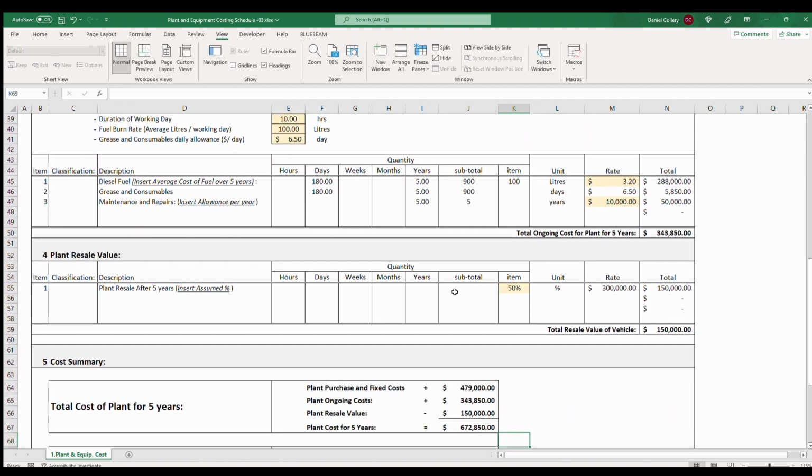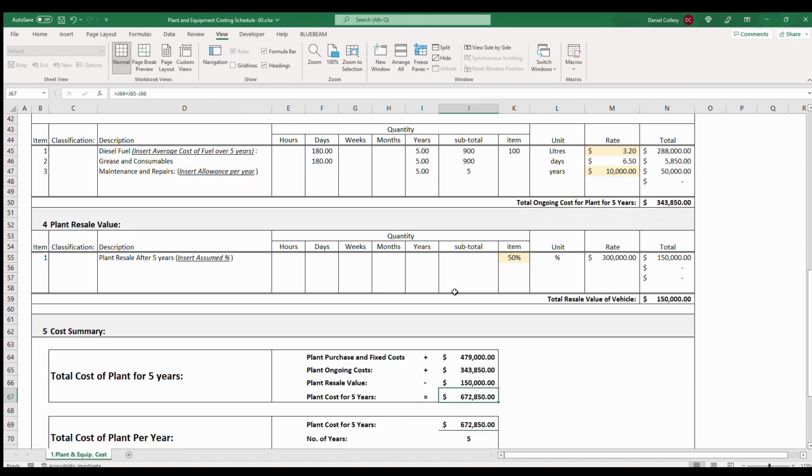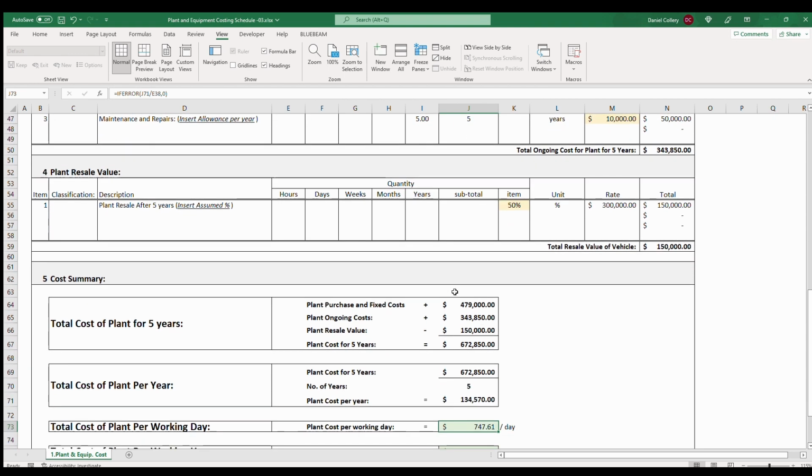So the cost summary, we've got the total cost of plant for 5 years, so plant purchase and fixed costs, plant ongoing costs minus the plant resale value gives us the total plant cost over the 5 years. So that divided by 5 gives us plant cost per year.